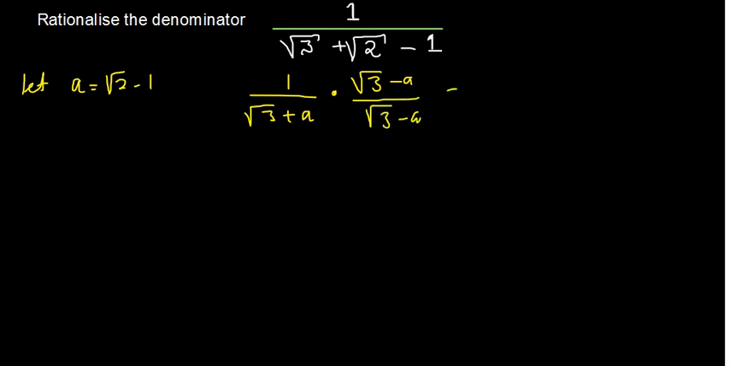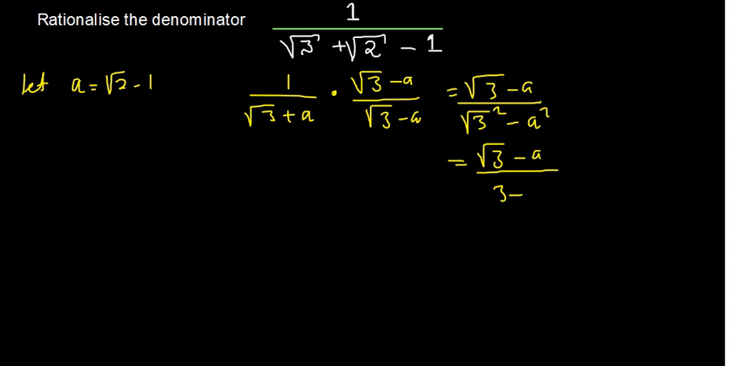And if we multiply on top, we're going to get square root of 3 minus a. And then down, we know that when you multiply a number by its conjugate, you get the first number, you square it, and then you always subtract the second number squared, since what we have is a difference of two squares. So this will give us square root of 3 minus a divided by square root of 3 squared, that is just 3 minus a squared. But where there is a, I'll substitute back now square root of 2 minus 1, and this is squared.